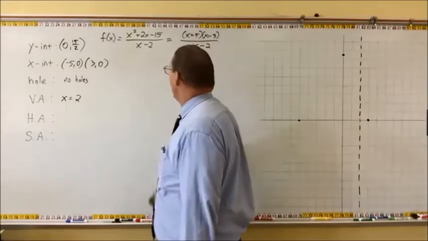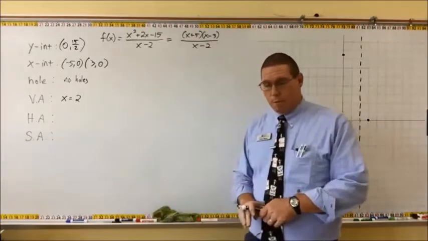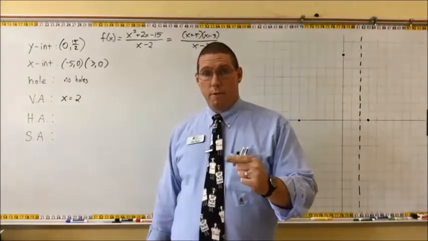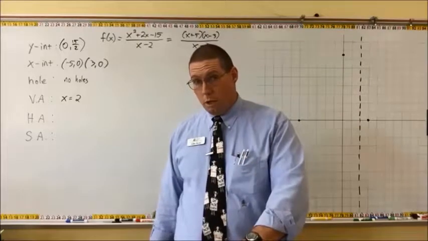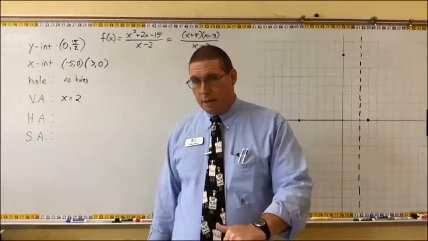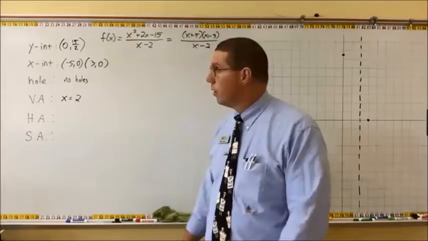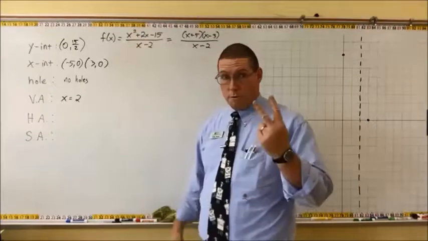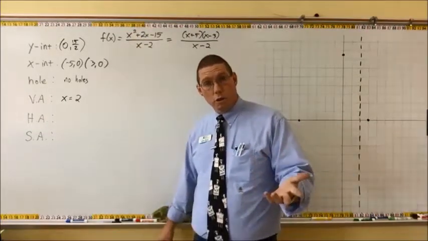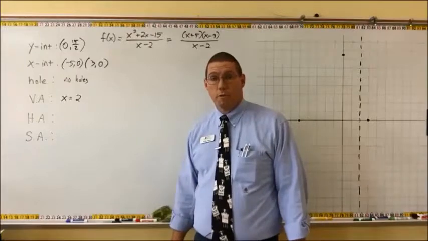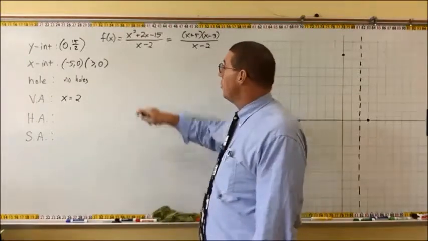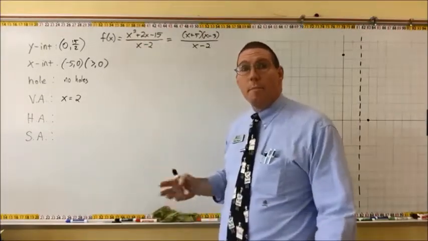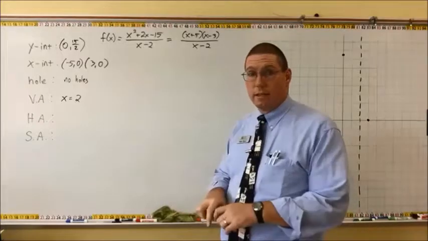And now, horizontal asymptote or slant asymptote. The graph has a horizontal asymptote only if the numerator power and the denominator power are either equal or the denominator power is larger than the numerator power. Well, in this case, our denominator power is 1. Our numerator power is 2. That means the numerator power is larger, so there's not a horizontal asymptote for this graph. However, because the numerator power is 1 higher than the denominator power, that means that there is a slant asymptote.